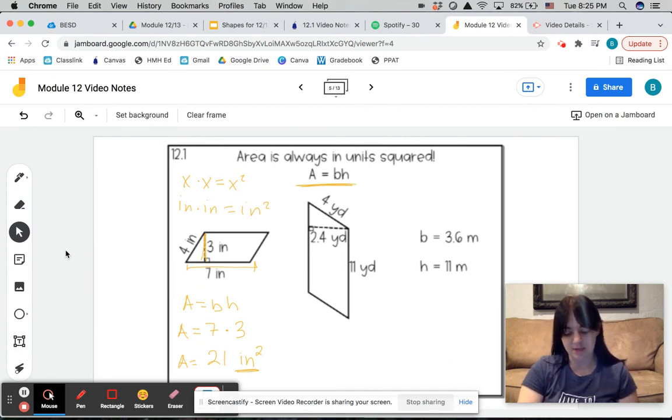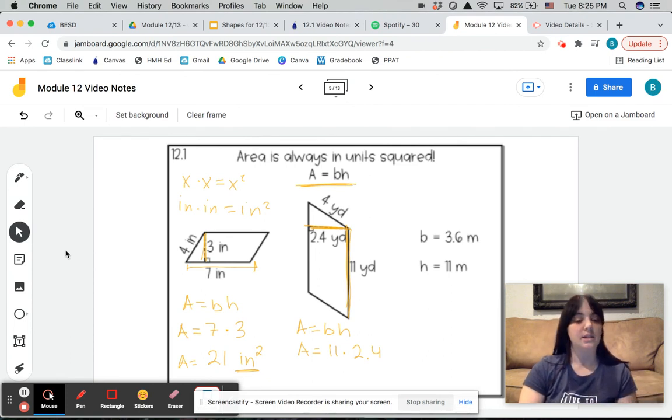Okay, let's find the area of this next one. We have area equals base times height. So let's plug in the base and the height. Now, the height is always the line that's 90 degrees. So this is our height, and our base is 90 degrees from that. So this is our base right here. So we have 11 times 2.4.